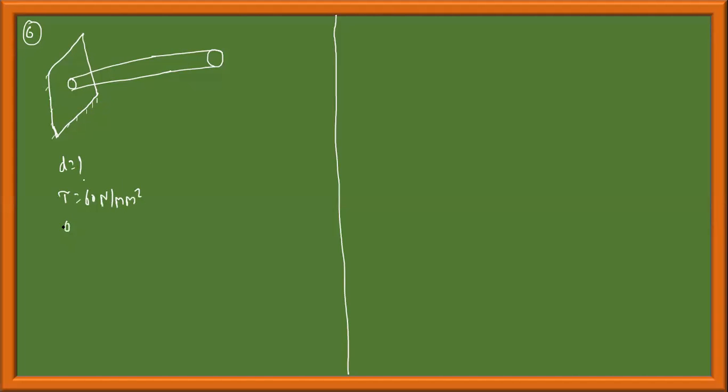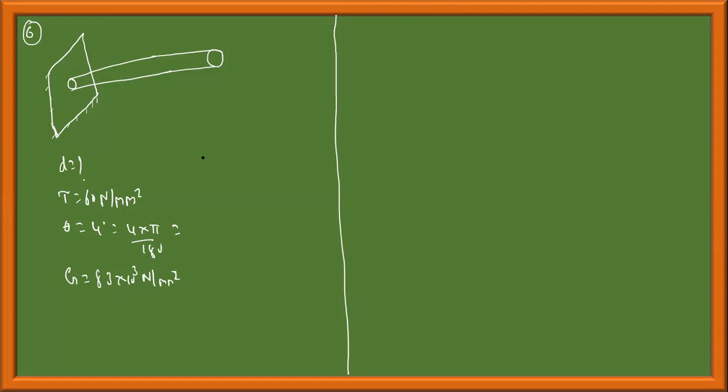Assume the angle of twist to be limited to 4 degrees, which is equal to 4 into pi by 180. You convert it into radians. Rigidity modulus G is equal to 83 into 10 power 3 Newton per mm square. Also draw the torsion diagram.